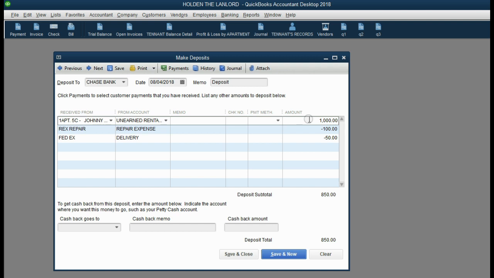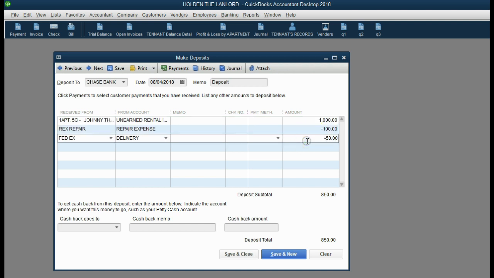This is the total cash I got from the customer or tenant. Put a minus next to each expense that you paid from, and that means the amount that you're actually physically depositing in the bank account on August 4th is $850. And that's how you do it.